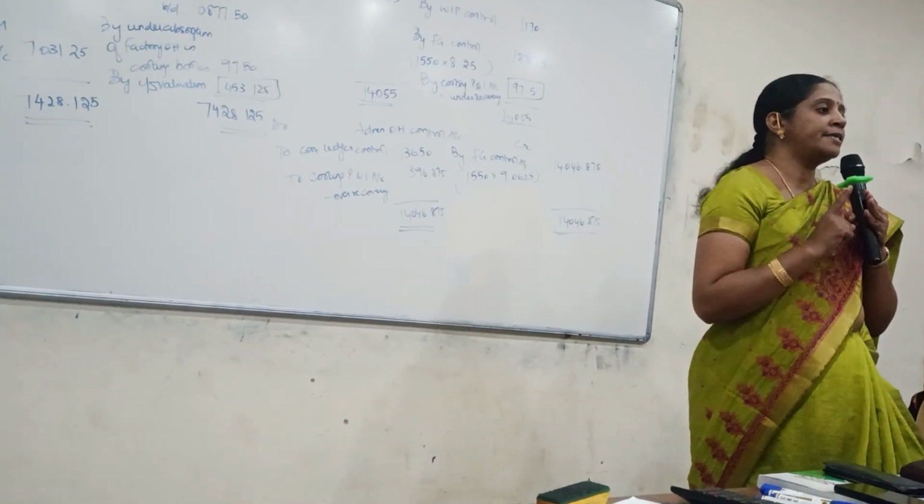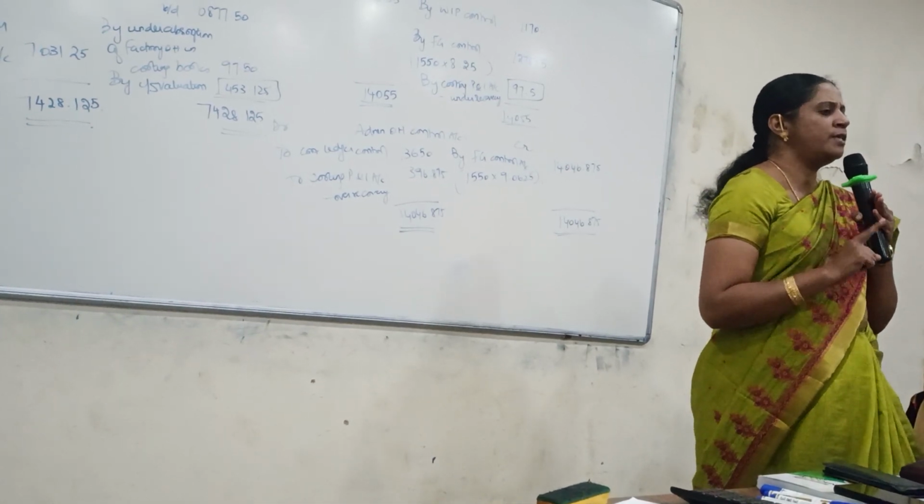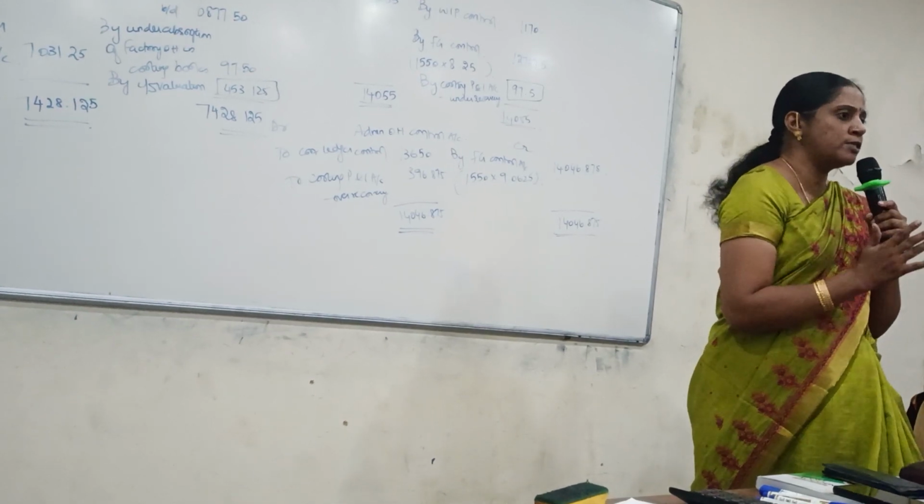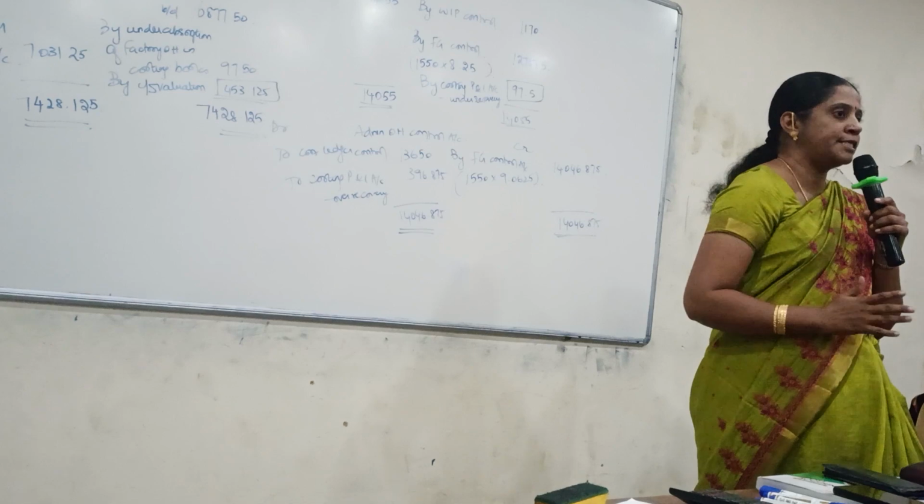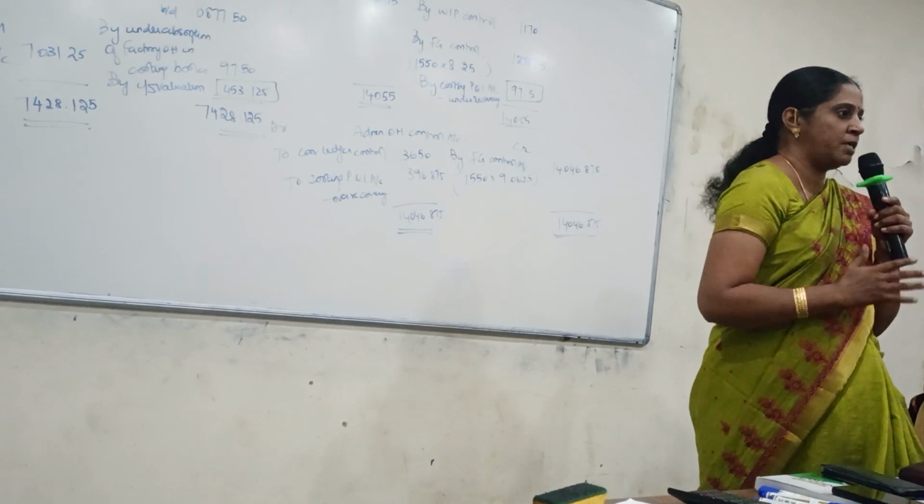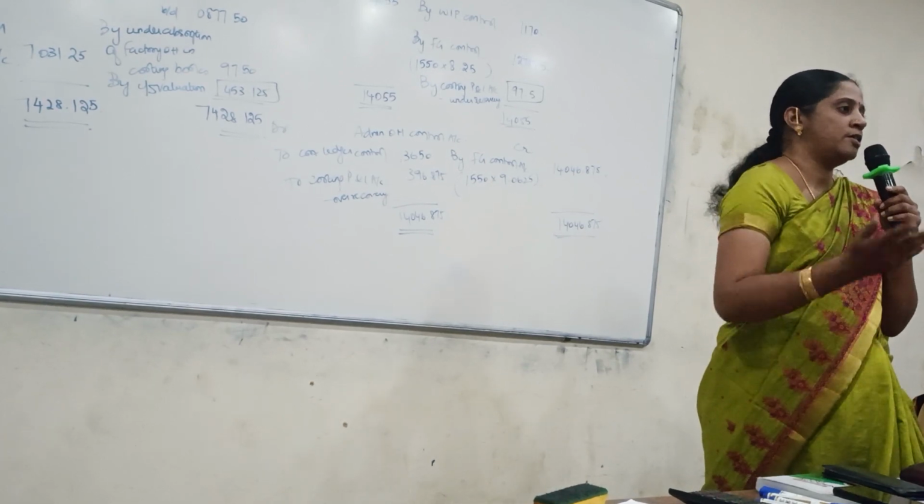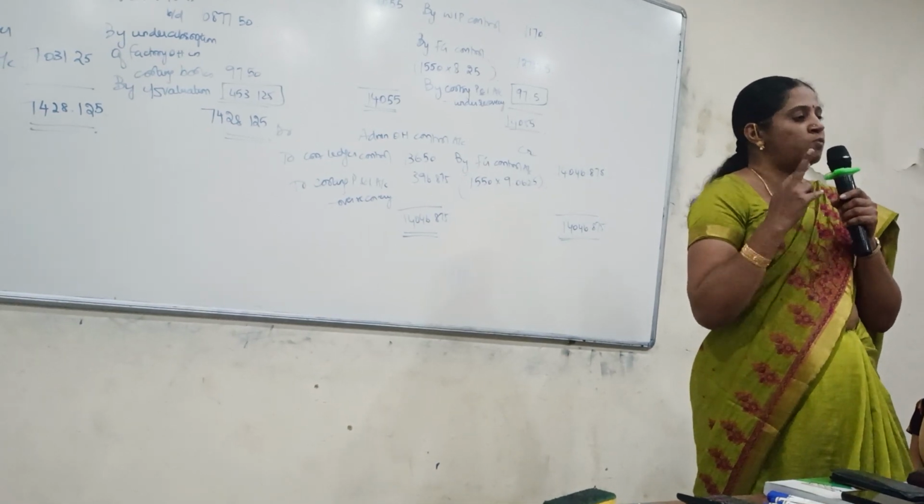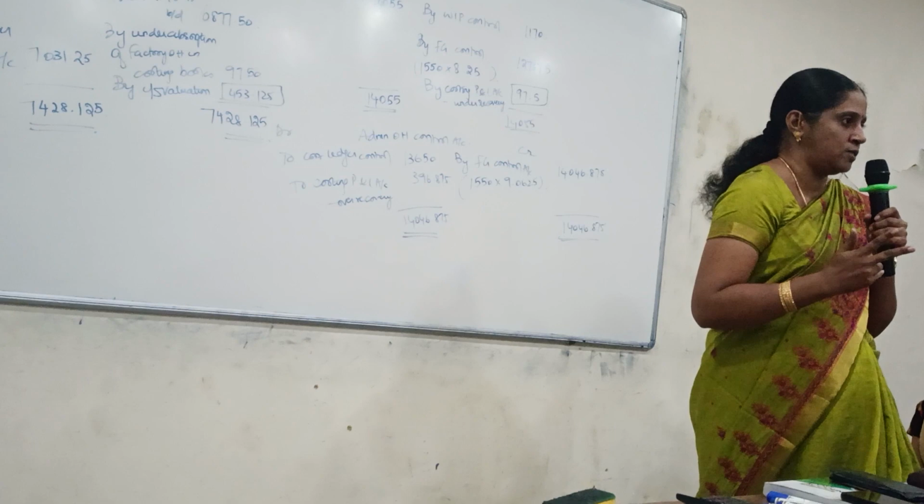Then we discussed Gantt task and bonus plan, which is a combination of both the time rate and the piece rate plan. Below standard, guaranteed time rate. At standard, guaranteed time rate plus 20% bonus. Above standard, high piece rate. So Gantt task and bonus plan is a combination of both the time rate system and the piece rate system.